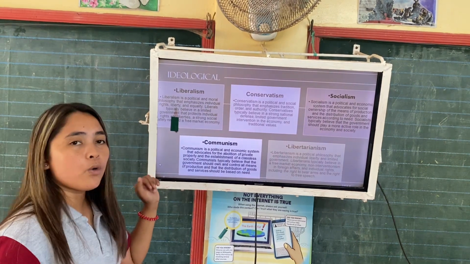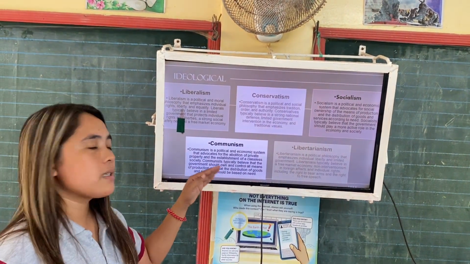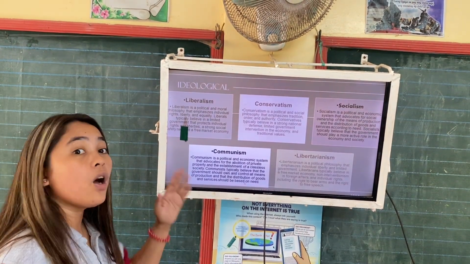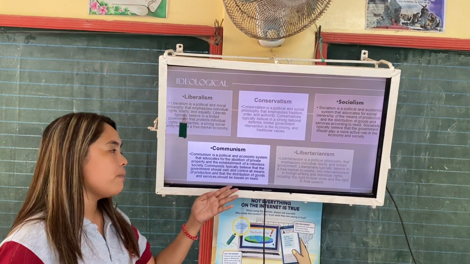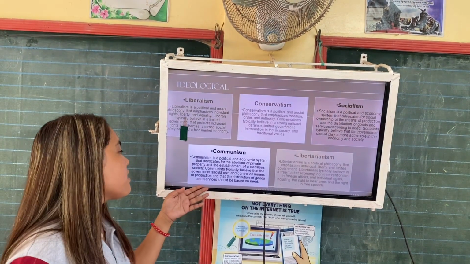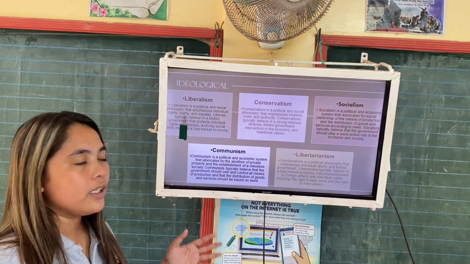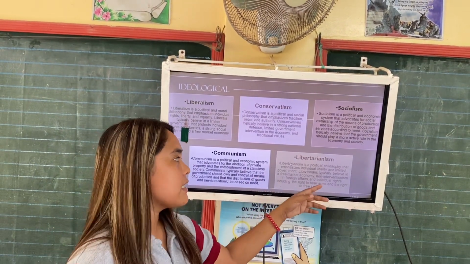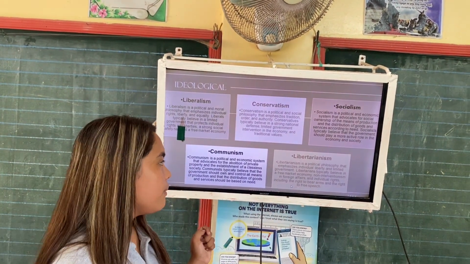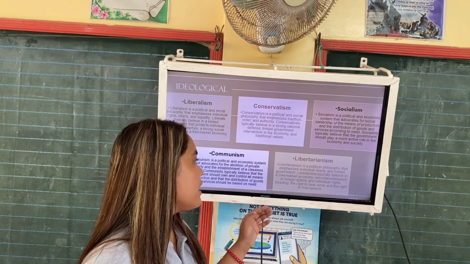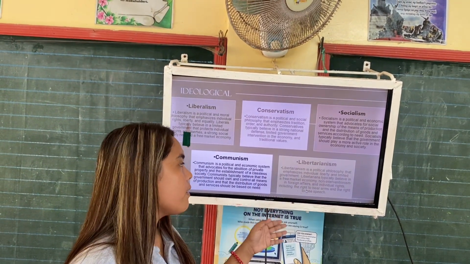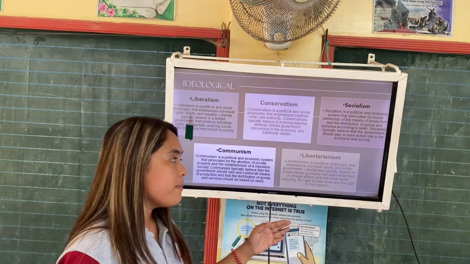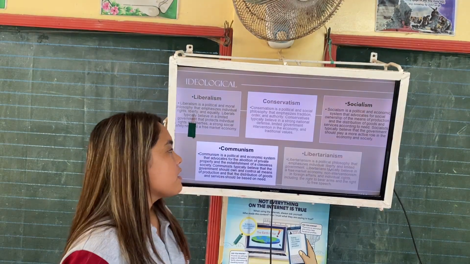And then in communism, people typically believe that the government should own and control all means of production, and that the distribution of goods and services should be based on need. And then last, in libertarianism, libertarians typically believe in a free market economy, non-interventionism in foreign affairs, and individual rights, including the right to bear arms and the right to free speech.